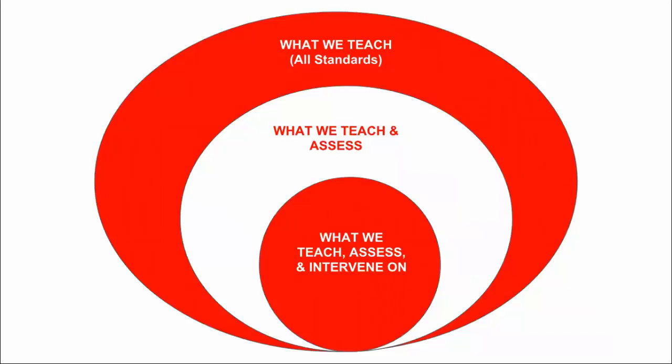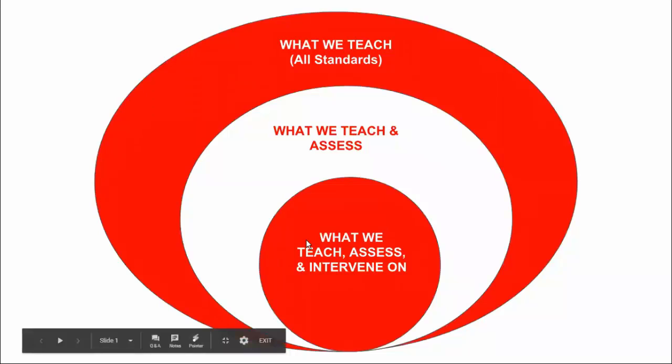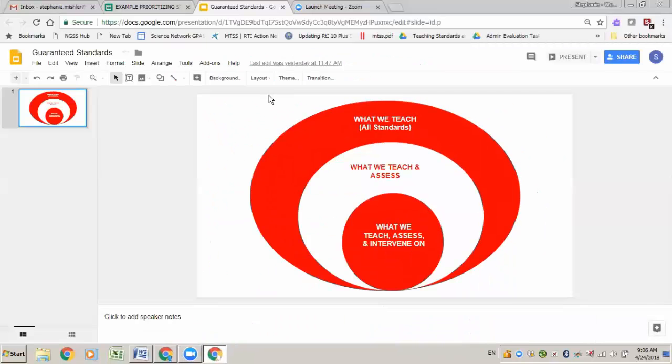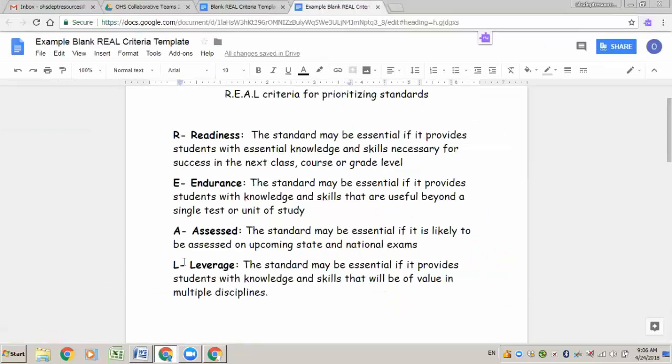In this last video, we will focus on how to narrow down and communicate our guaranteed standards. The third and final step of the prioritizing standards process begins with printing off the completed REAL template for each member of your team.